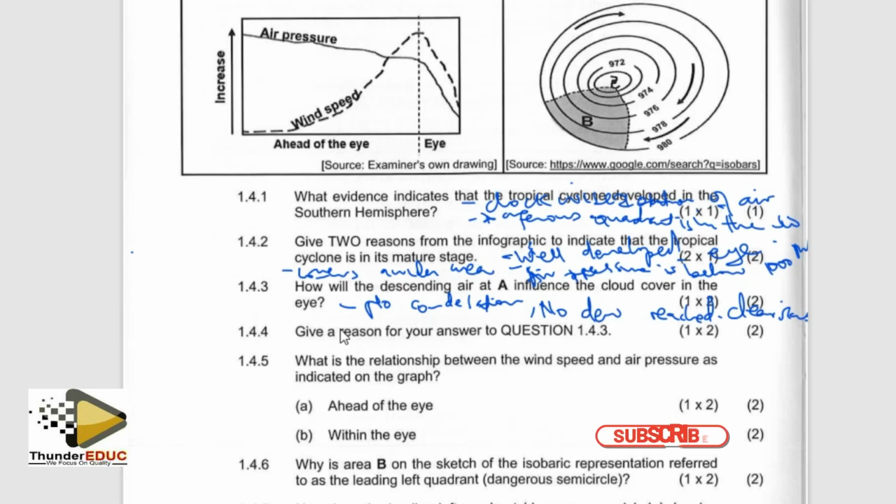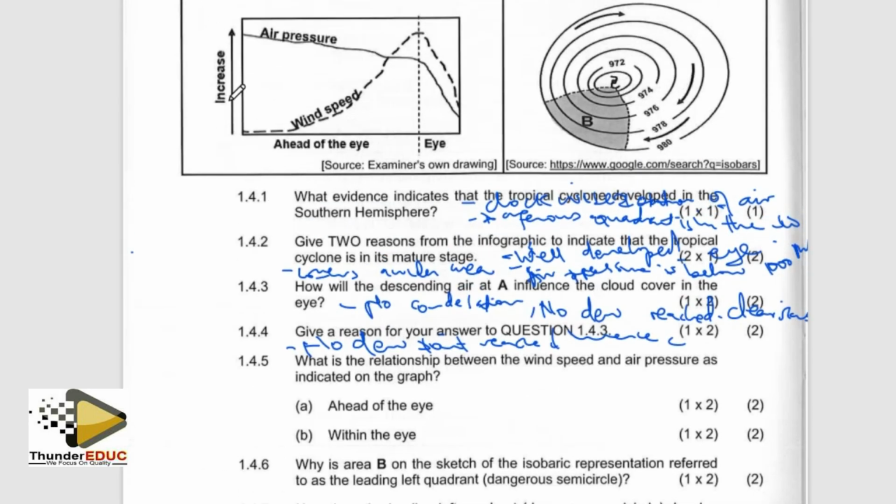The reason is that this one influences the clear skies. Give a reason for your answer. We shall say no dew point reached. Hence, clear. No dew point reached. That's why we can have clear skies. All right. Then proceed to 1.4.5.